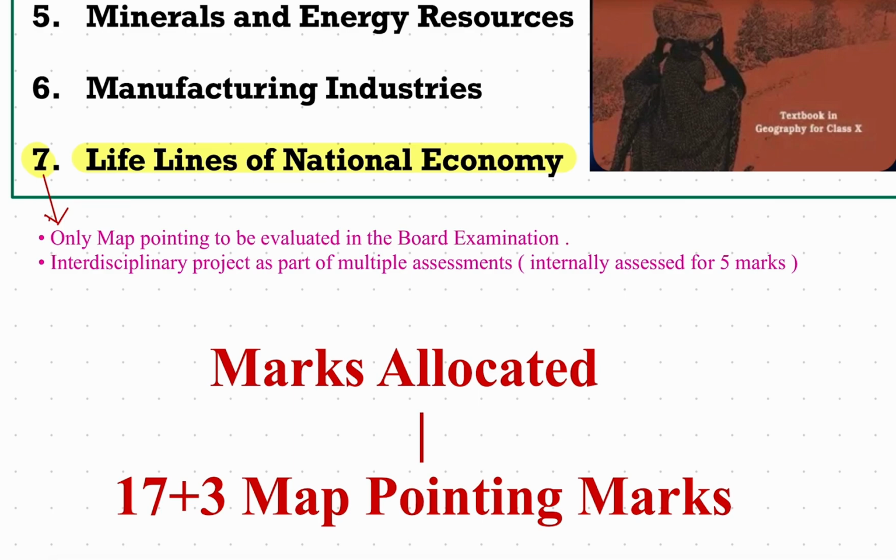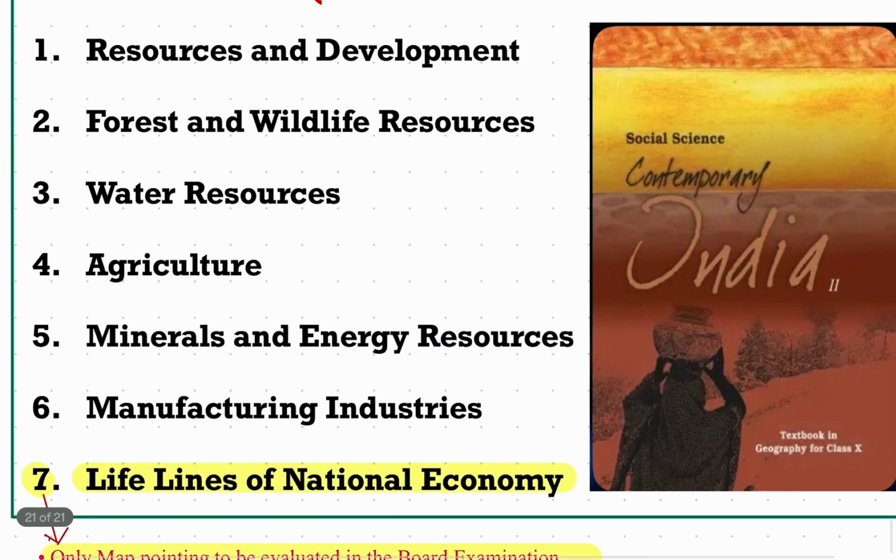You can see here, only map pointing from this chapter is to be evaluated in the board examination. And also an interdisciplinary project as part of the multiple assessment, internally assessed for 5 marks. So this chapter is internally assessed for 5 marks, and a map pointing question will come from this lesson in the board examination.